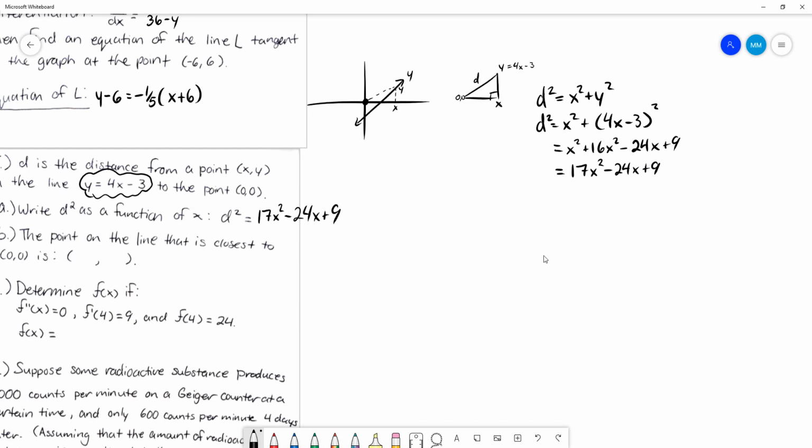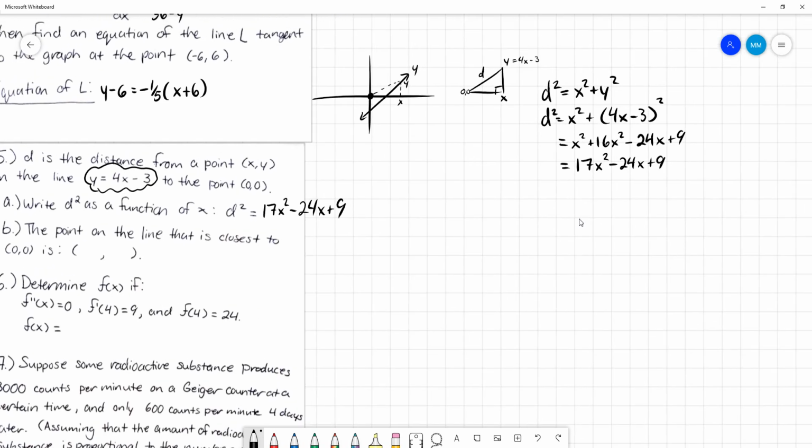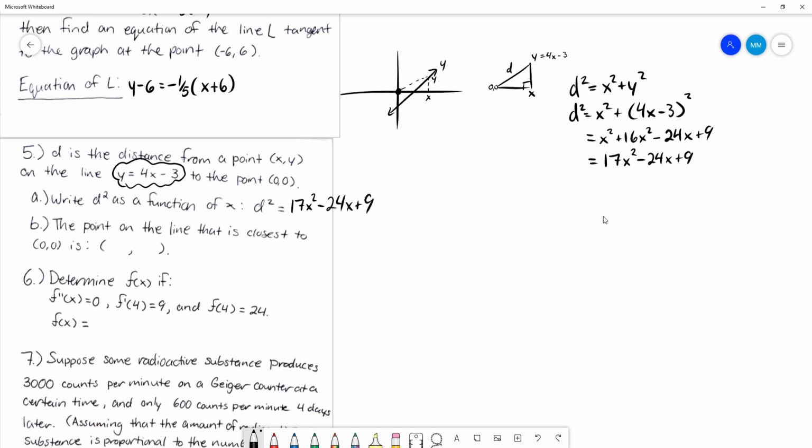Okay. Now we want to find the point on the line that is closest to origin, which means that we want to find the minimum distance. So since we have a function for a distance, we've got d squared equals this. Of course, we know how to find our minimum. We do use the first derivative test to do that. So if I take the derivative of this, it's going to be 2d.